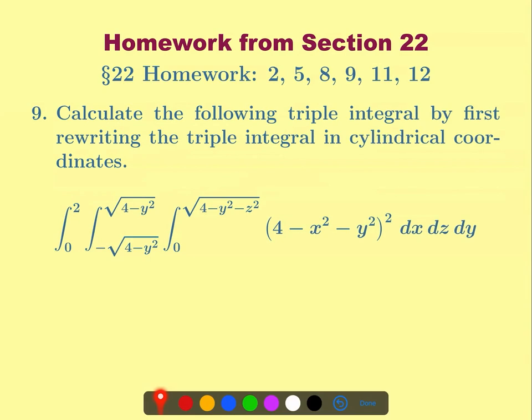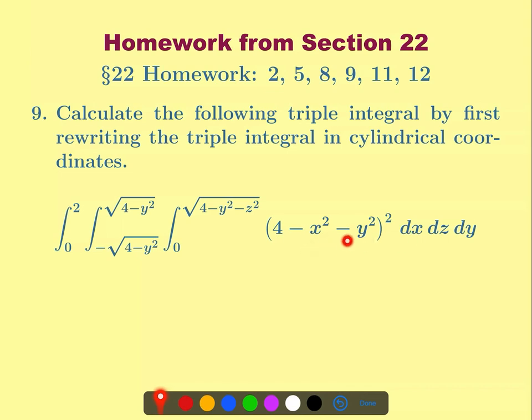Now I gave you the arguments for 8 and 11 in a write-up, so you have those you can look at. And I'm going to do 9 and 12, and now we're going to look at 9. Here we want to calculate this triple integral by converting it into cylindrical coordinates. You can see it looks a little bit hard to integrate.